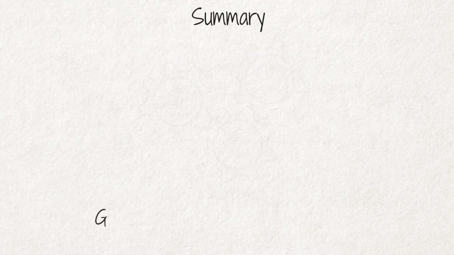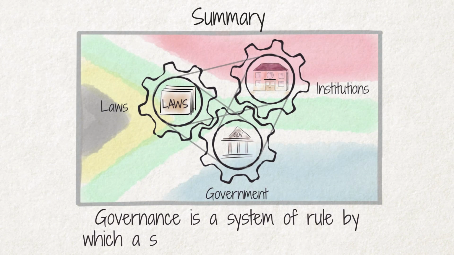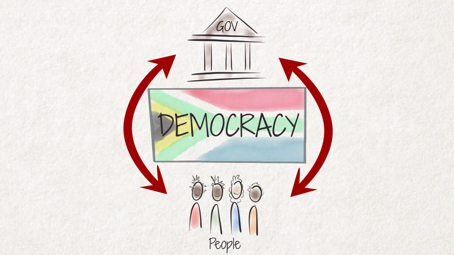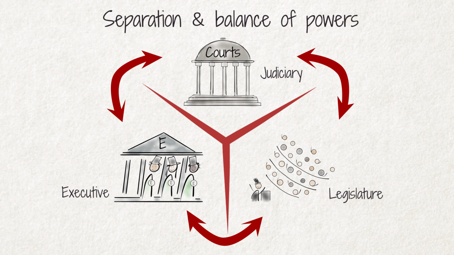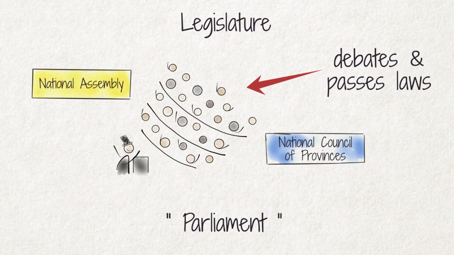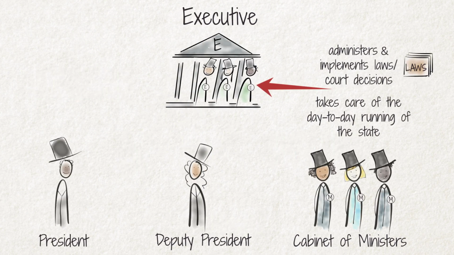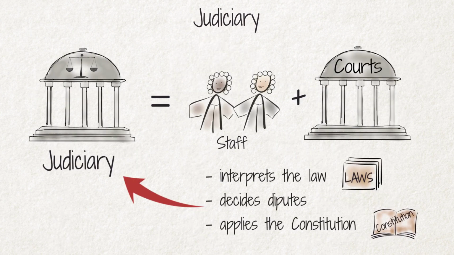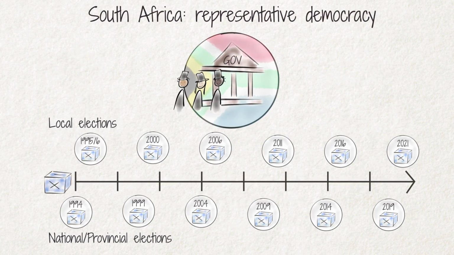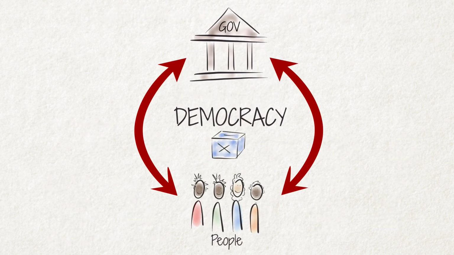Summary: governance is a system of rule by which a state is organized and governed. South Africa has a democratic government, which is characterized by the separation and balance of powers. The legislature creates and passes state law, the executive implements state law, and the judiciary interprets and applies it. South Africa is furthermore a representative democracy, which is formed by means of periodically held elections on local, provincial, and national level. Elections allow us ordinary citizens to determine who should manage and govern the country, and therefore represent our interest.